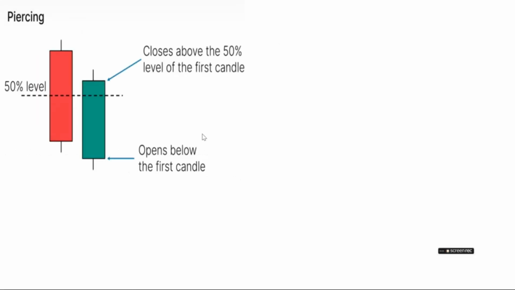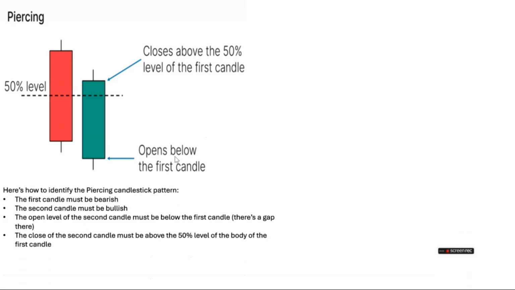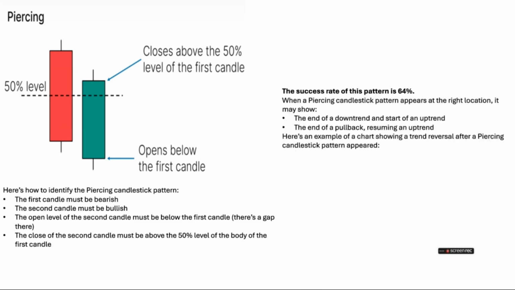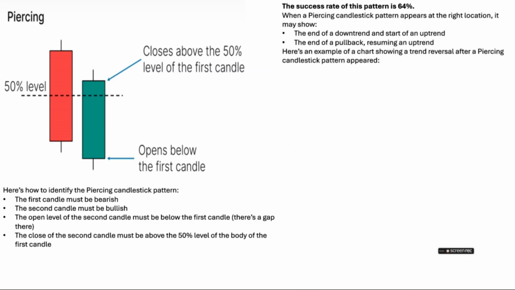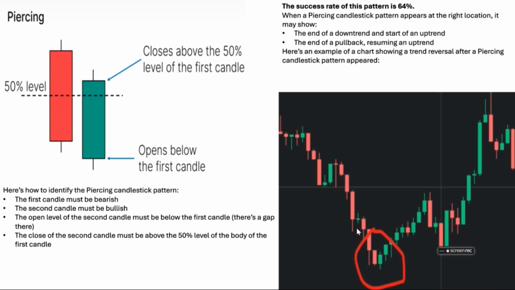Moving on to the piercing pattern. This one is fascinating. It happens when a bearish candlestick is followed by a bullish one that opens below the previous low but closes at least halfway up the body of the bearish candle. It's like the market saying, not today, bears. This can indicate that a reversal is brewing. The success rate of this pattern would be 64%, and this is how the piercing pattern will look.